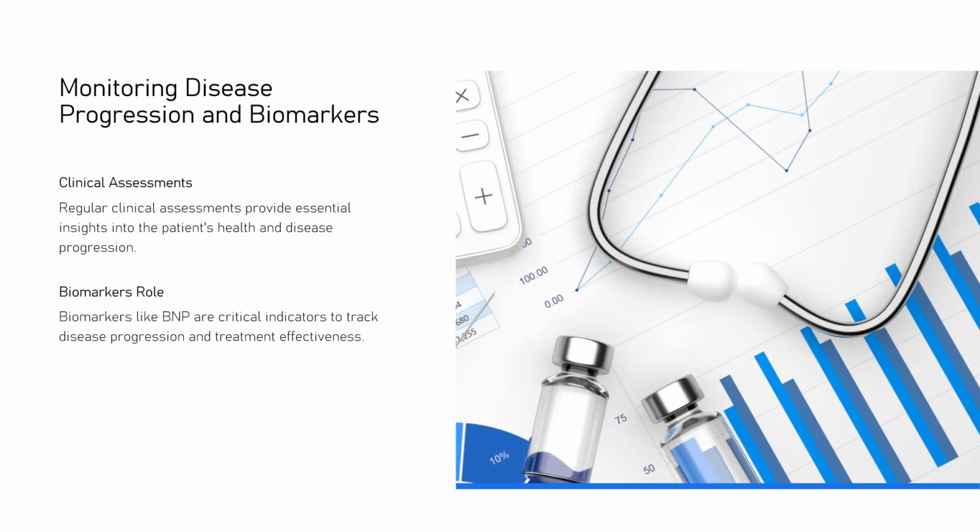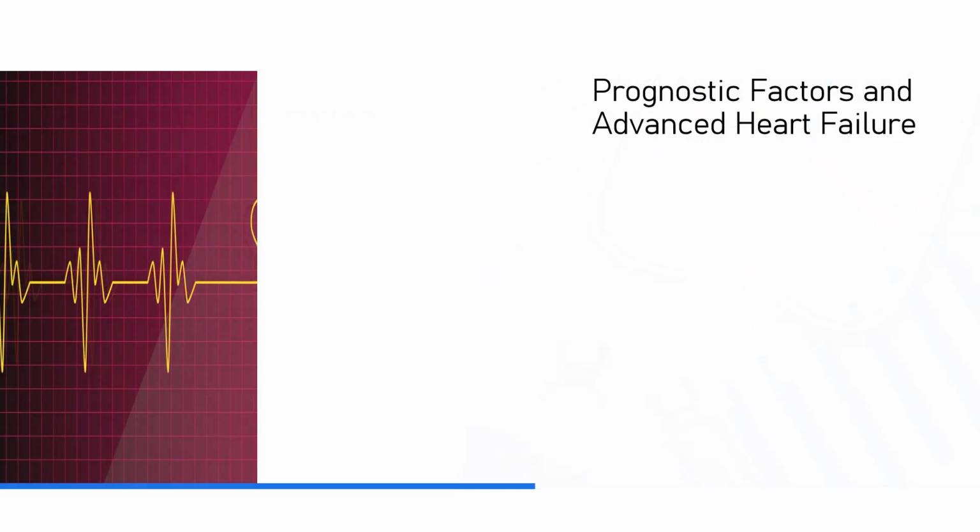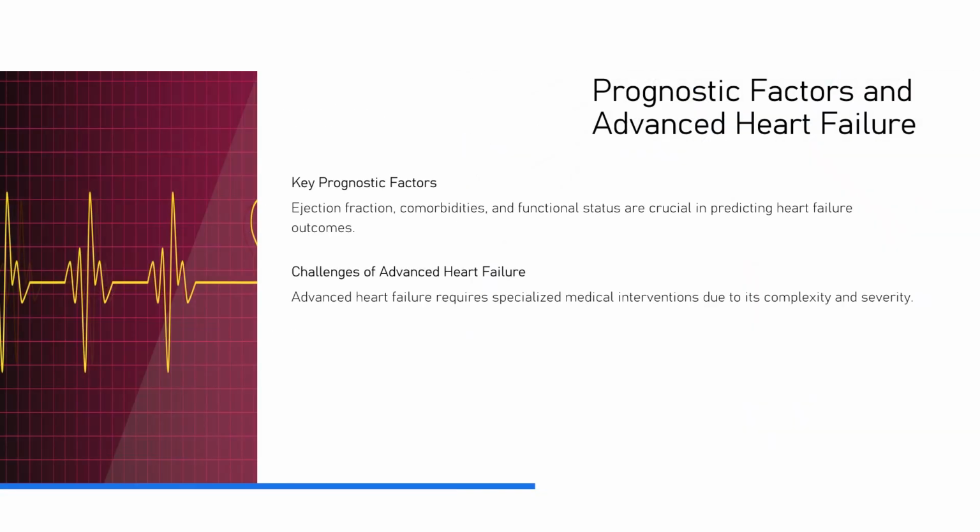Monitoring, prognosis and multidisciplinary care. Ongoing monitoring and understanding prognosis are crucial for optimal care. Multidisciplinary teams enhance management by addressing diverse patient needs holistically. Regular monitoring through clinical assessments and biomarkers like BNP help track disease progression and treatment response. Prognostic factors include ejection fraction, comorbidities, and functional status. Advanced heart failure poses significant challenges requiring specialized intervention.